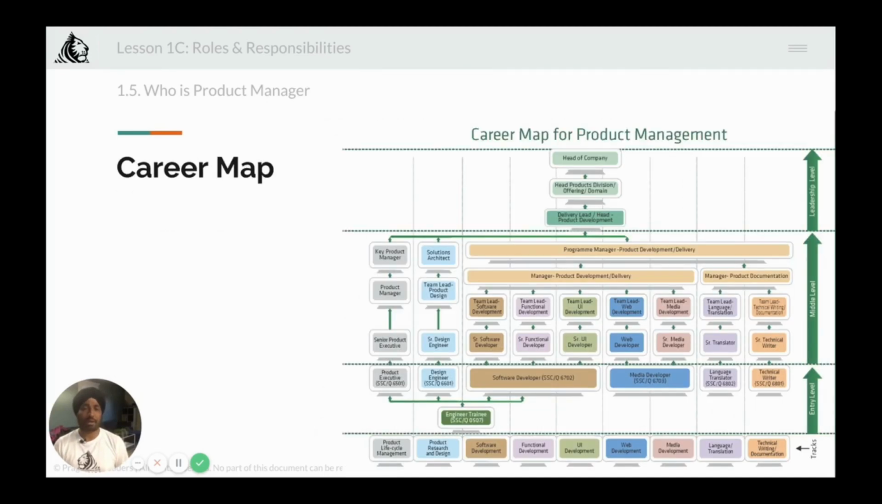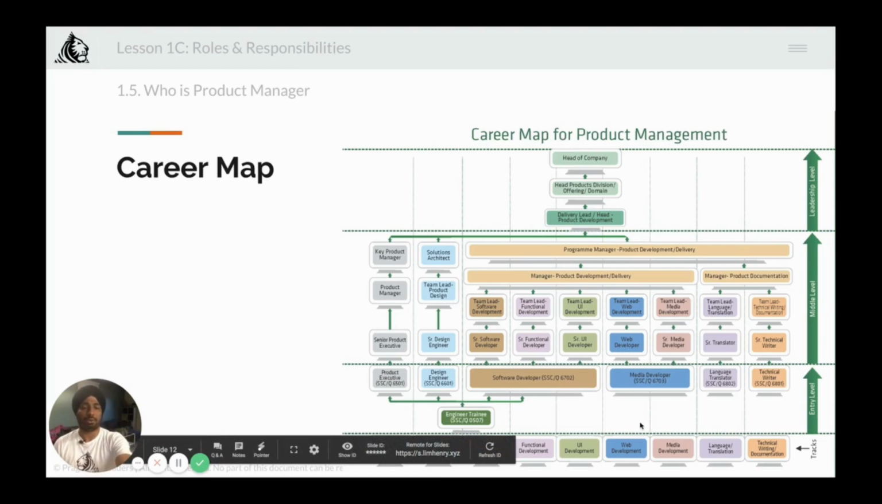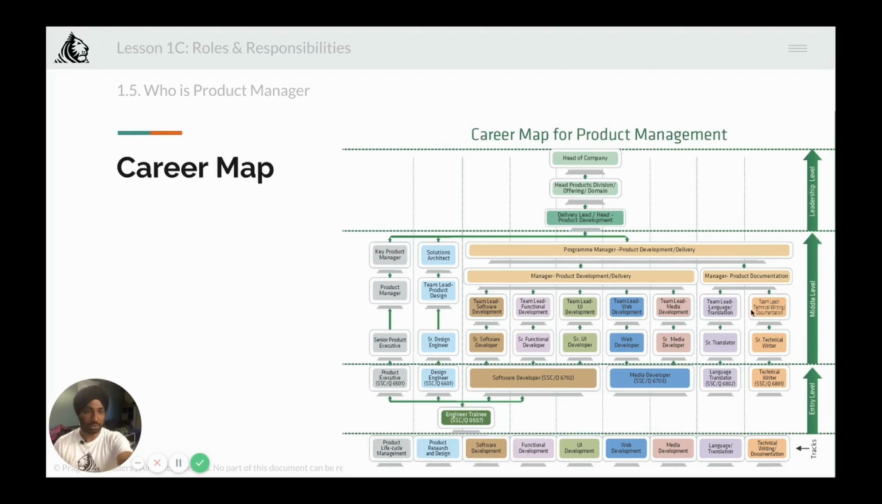And a typical career map for product management runs from these tracks, right from technical writing, language translation, to engineers, to media developers, going all the way to team lead UI development, to team lead language translation, converting into manager in your domain, to program manager, and then finally delivery lead or head product development, all the way to head of the company, right?